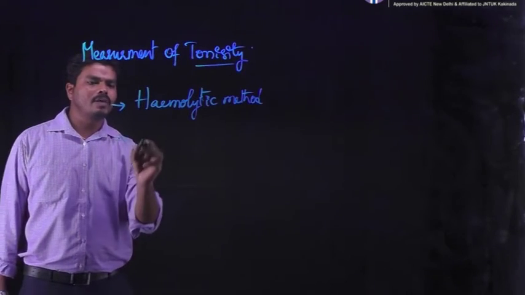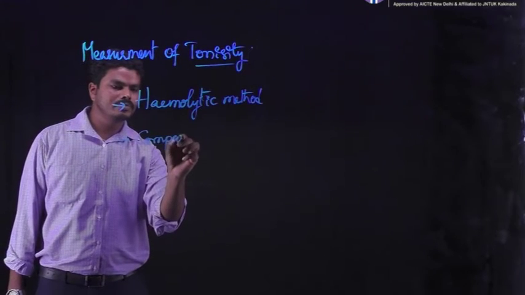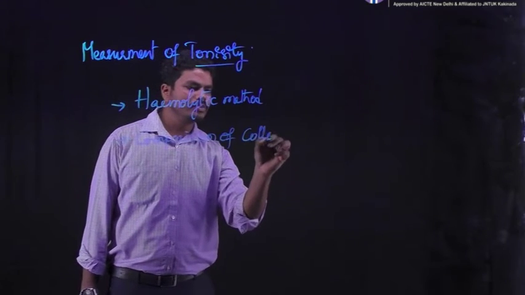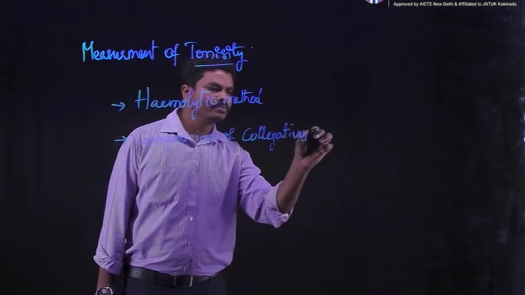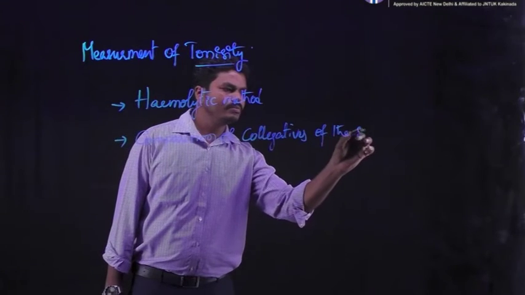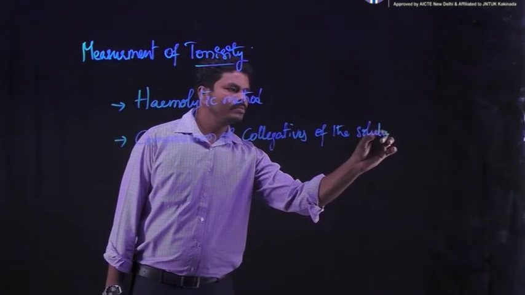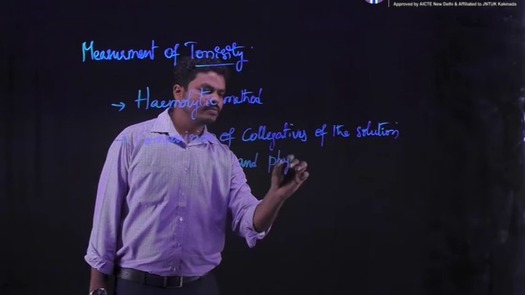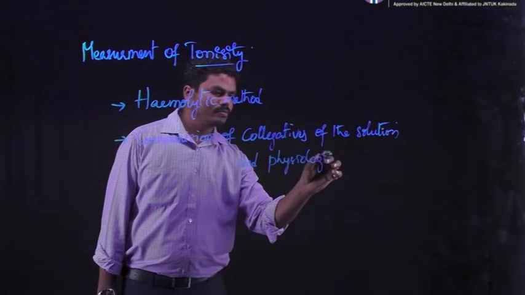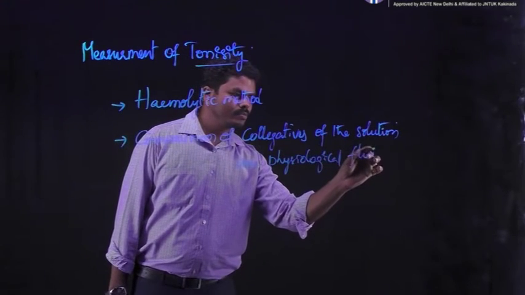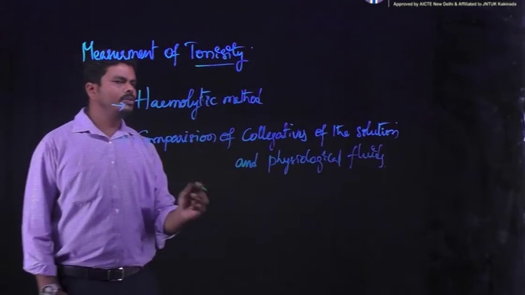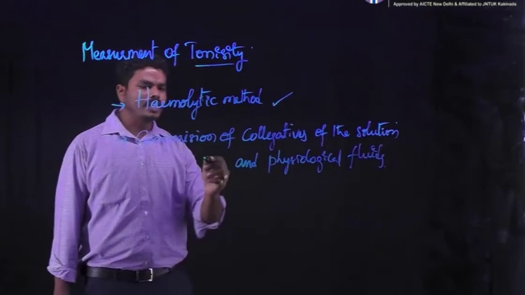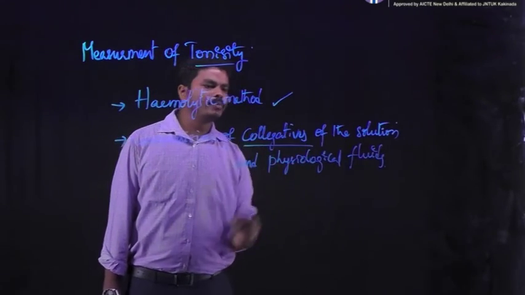Second one is the comparison of colligative properties of the solution and physiological fluids. So these are the two methods which are used for measuring the tonicity of a solution. First one is the hemolytic method and second one is the comparison of colligative properties.